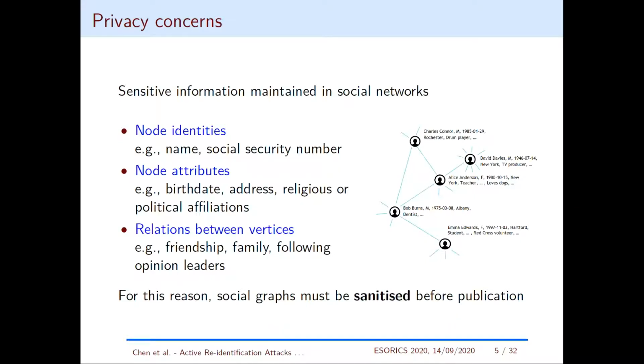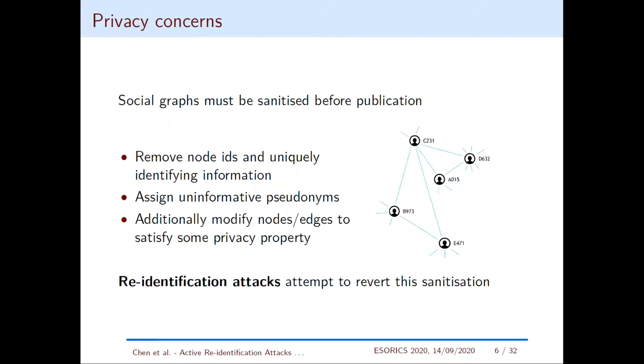For this reason, social graphs must be sanitized before publication. This sanitization consists typically in removing node IDs and uniquely identifying information, and assigning pseudonyms to the nodes, which are uninformative by nature. And additionally, it may also involve some modification of the node set and the edge set to satisfy some privacy properties. When the graphs are published, the adversaries will try to re-identify the users, which is known as re-identification attacks.